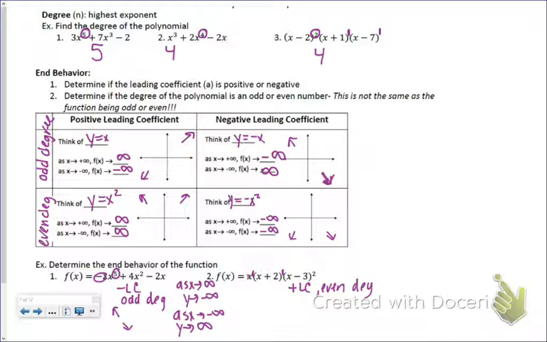So positive leading coefficient and even degree, both ends are going up. That's a really bad arrow, but you see what's happening. So what that means for us is as x approaches infinity and as x approaches negative infinity, my y's are approaching infinity.